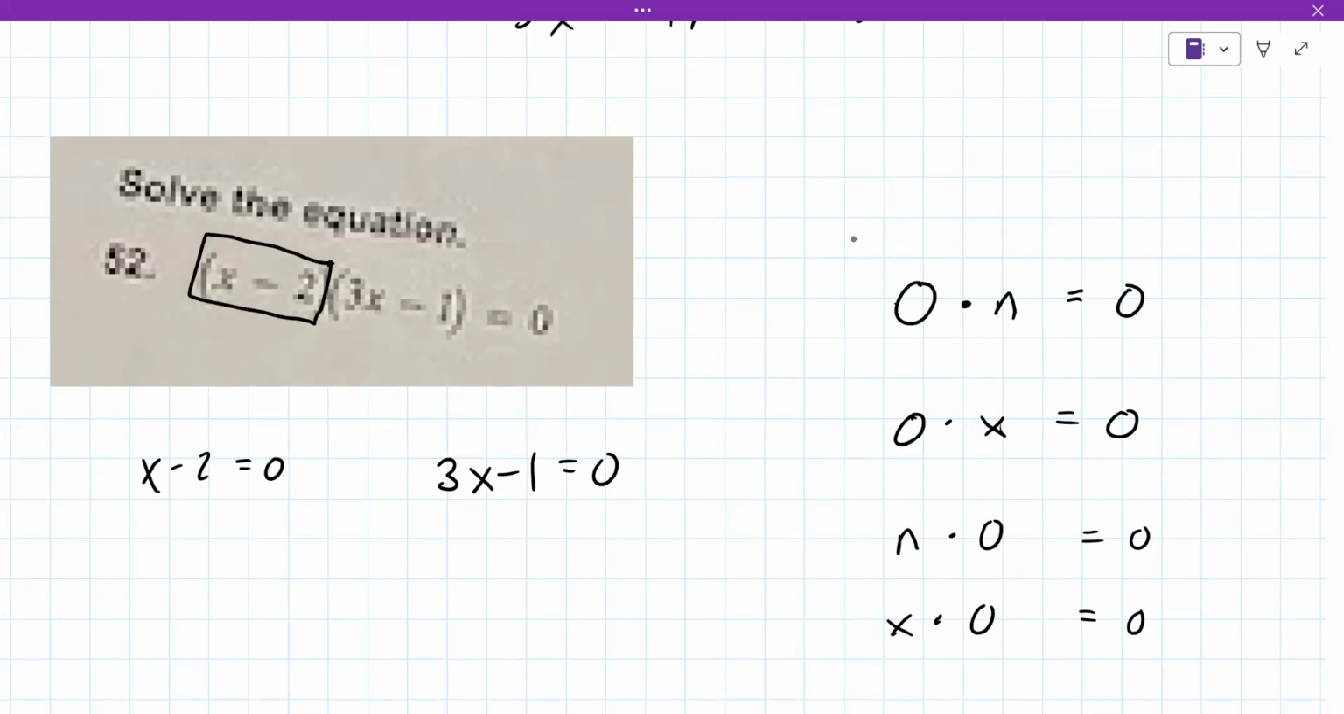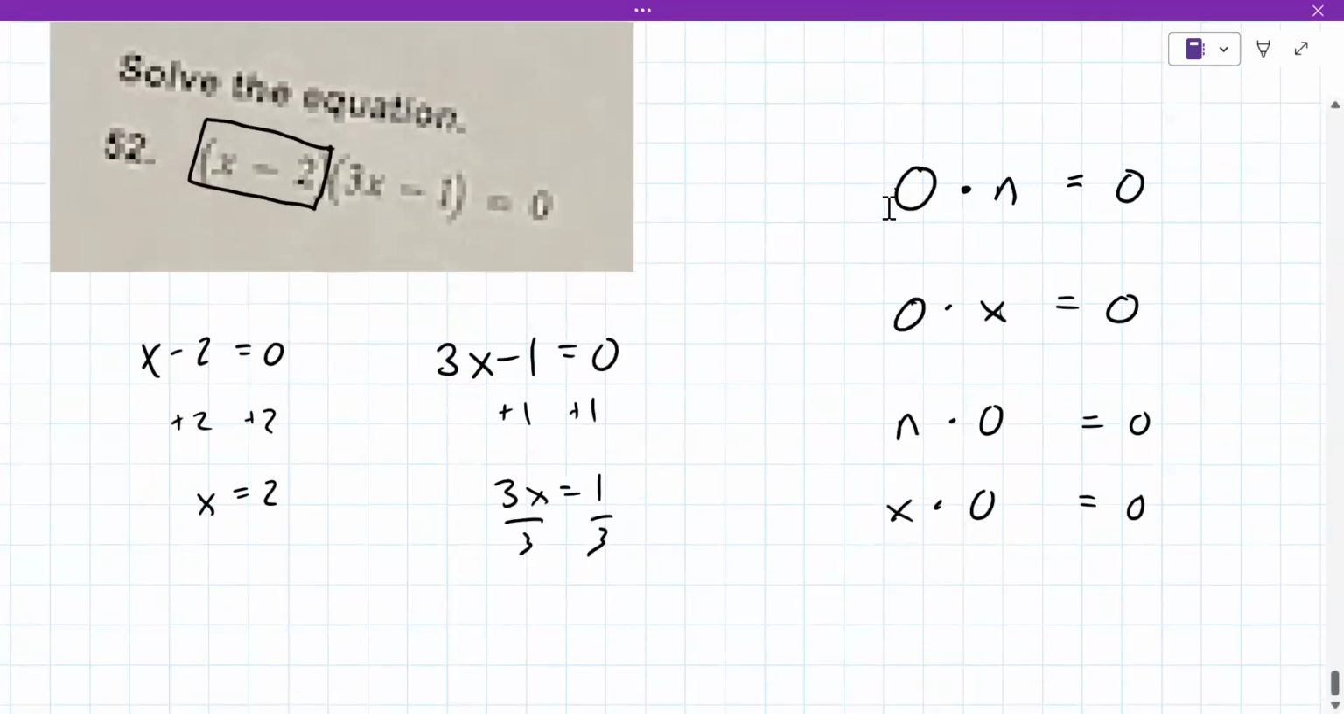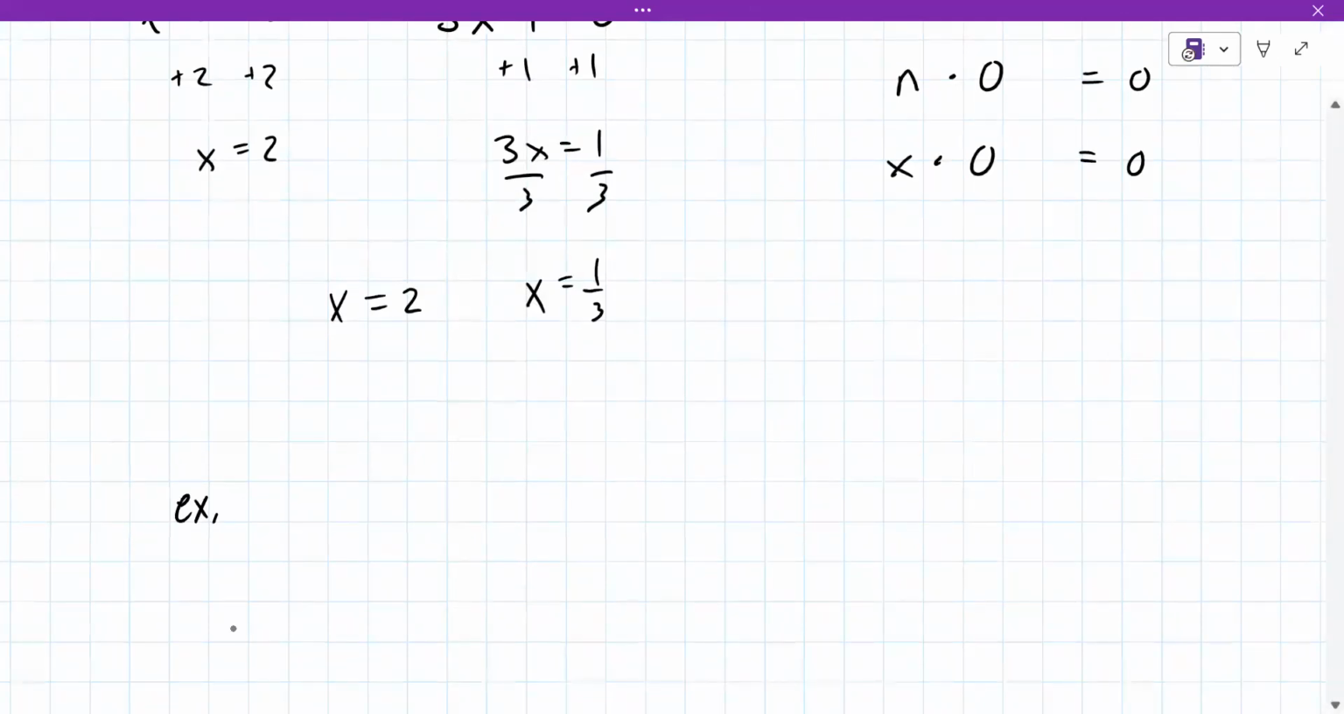So in this case, it's plus 2 plus 2, x equals 2, plus 1, and then divide by 3. So x is 1/3, x is 2. Have you seen that before? Yeah. Okay. So let me give you one real quick. Let me give you an example. Let's say it's x minus 1, 2x minus 3 equals 0.